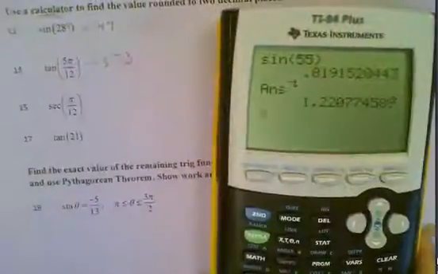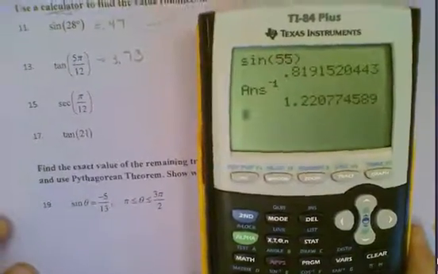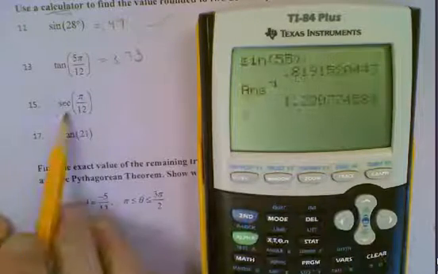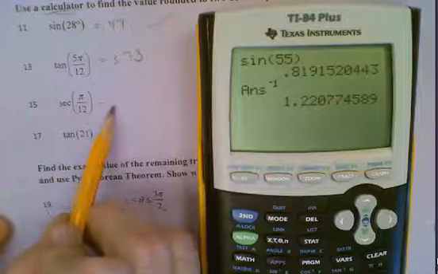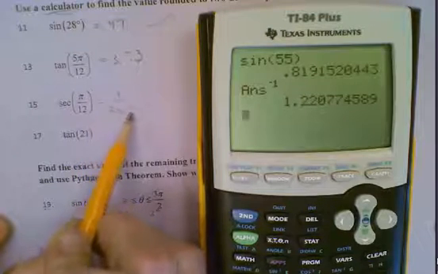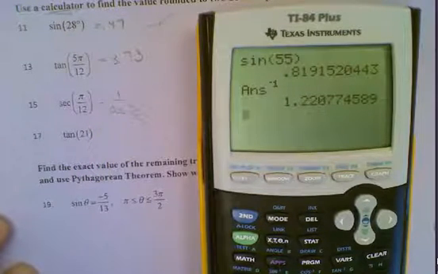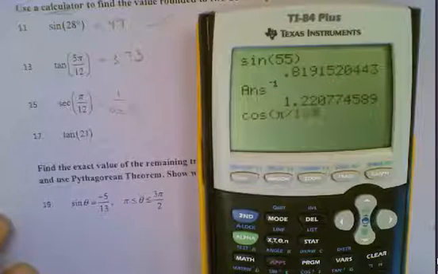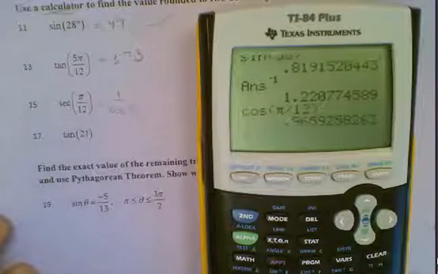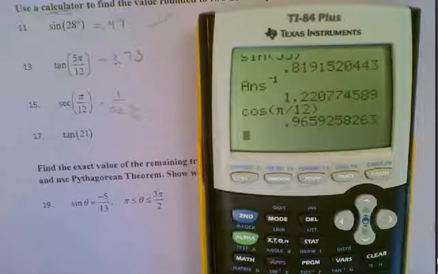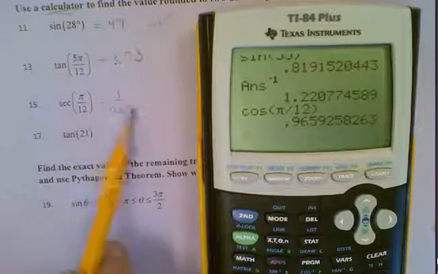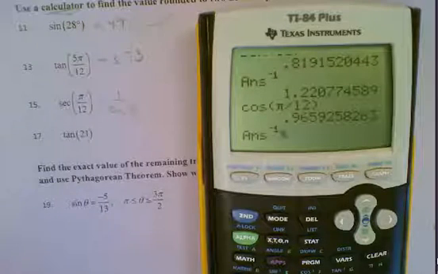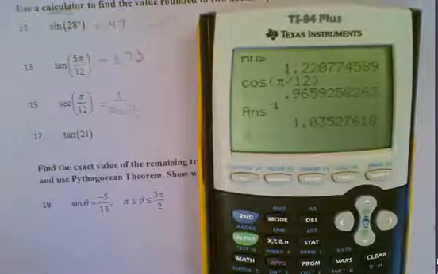All right, we'll do the same thing with the secant. Now we have to be in radians. So I go to mode. I'm in radians. Remember this is the reciprocal of the cosine, so I'm going to figure out what's the cosine of pi over 12. So cosine of pi divided by 12 is 0.9659, but again, I want the reciprocal of that value, so I hit my reciprocal button, x to the negative first, and I get 1.04.